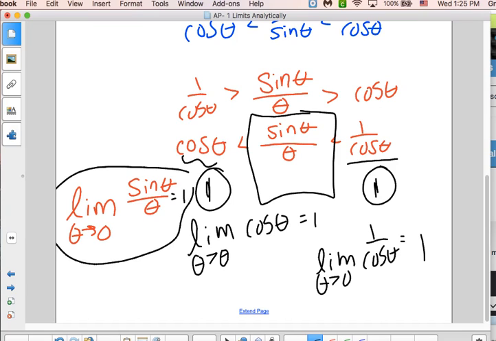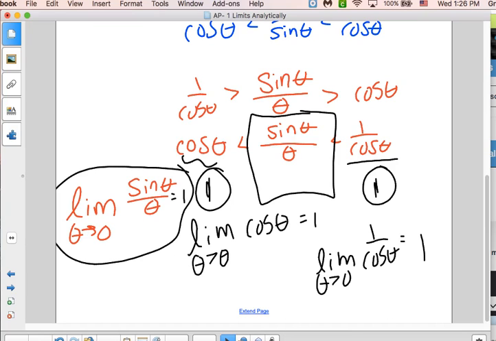So by the squeeze theorem, we know that the limit of sine theta over theta as it approaches 0 is 1. From here on out, if you see this in your homework, you just write 1 and move on. You don't need to show this. This is just the squeeze theorem in action.